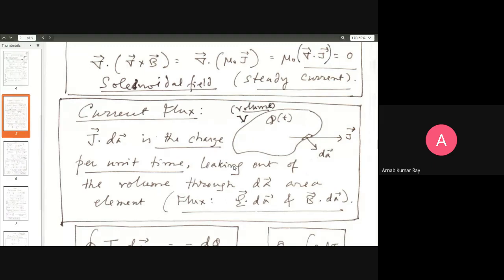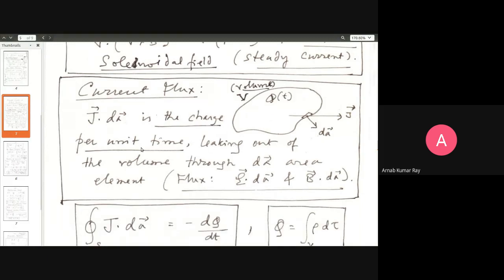So what you have actually found out is the flux, the current flux, just as you have E dot dA or B dot dA. E dot dA is what you see in Gauss's law of electrostatics in the integral form. And B dot dA will be zero because of the Gauss divergence theorem.